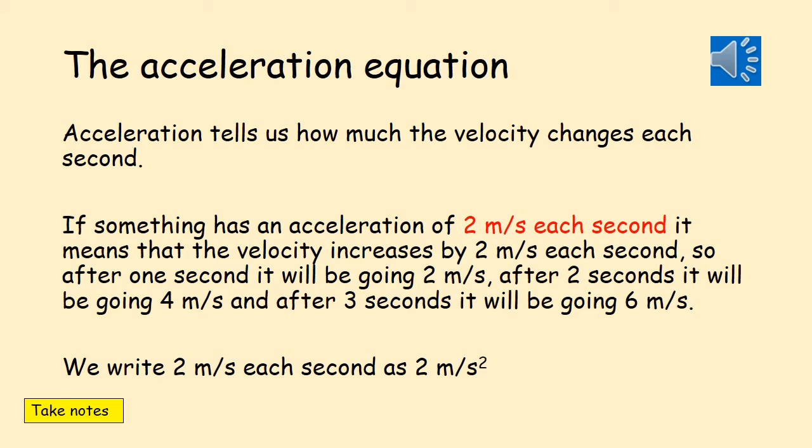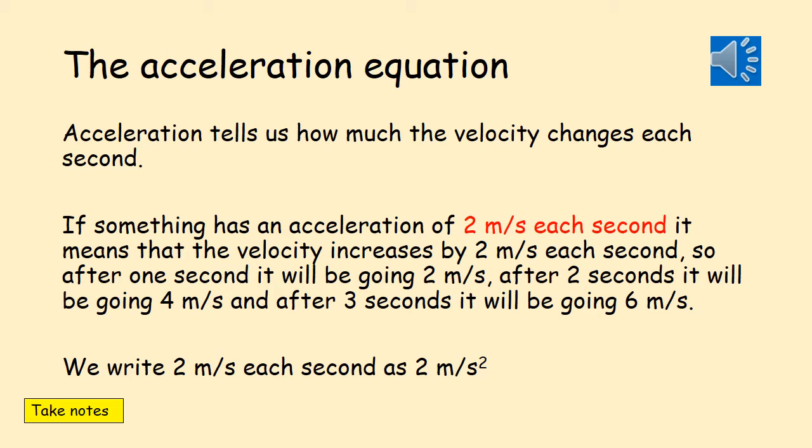The unit of acceleration is meters per second squared. And it's important that you understand what this actually means. So if something has an acceleration of 2 meters per second squared, it means that each second it's getting 2 meters per second faster. So after 1 second it will be going 2 meters per second. After 2 seconds it'll be doing 4 meters per second. After 5 seconds it'll be doing 10 meters per second. So it's simply going up 2 meters per second each second.